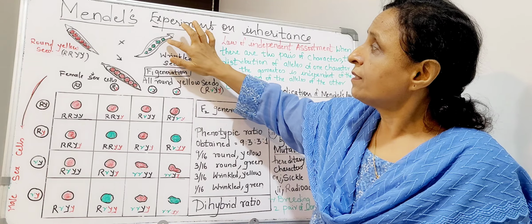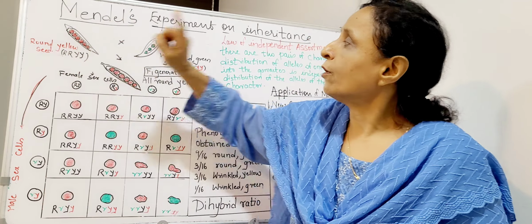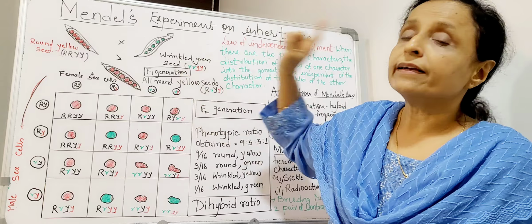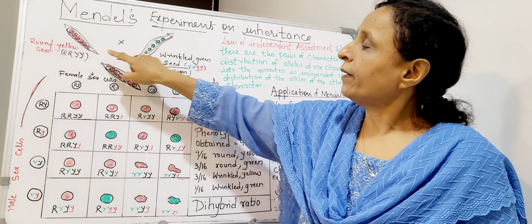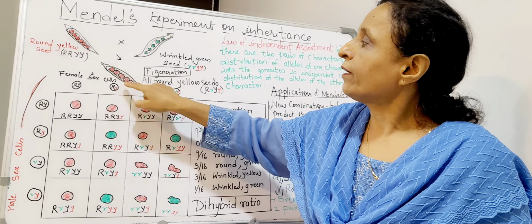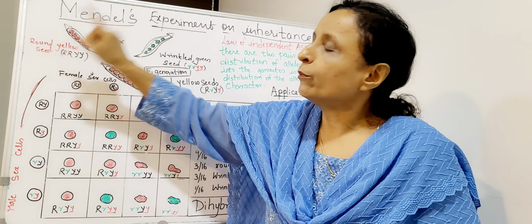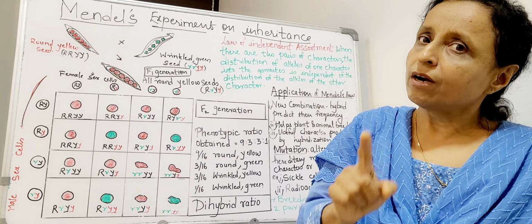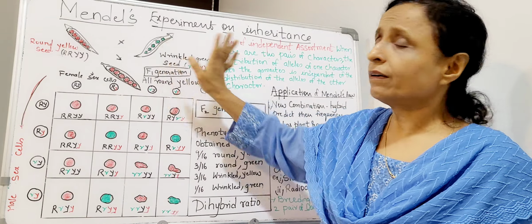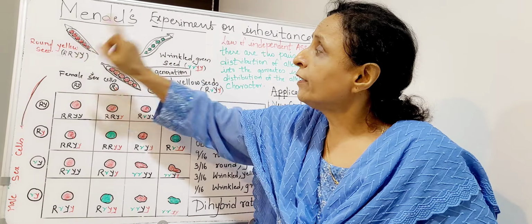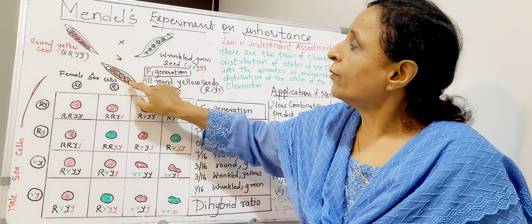So this is recessive, this is dominant. Round and yellow are dominant, wrinkled and green are recessive. They were combined to make a hybrid. What we got in the next generation was all round and yellow seeds. Why? Because round and yellow are dominant. No wrinkled green, only round and yellow. So the phenotype was round and yellow.